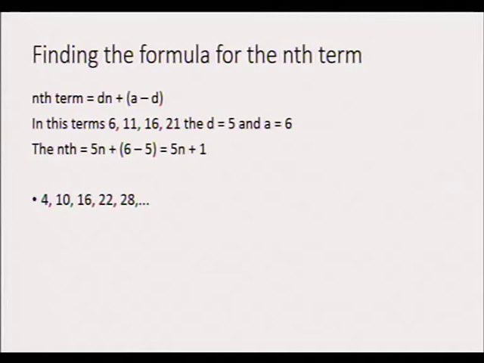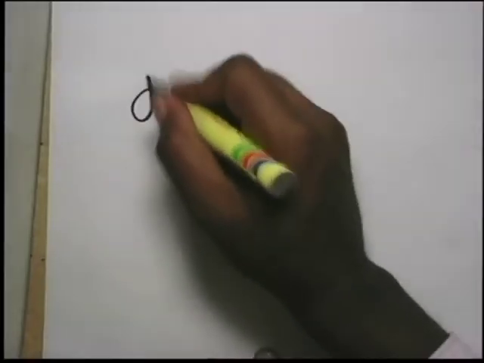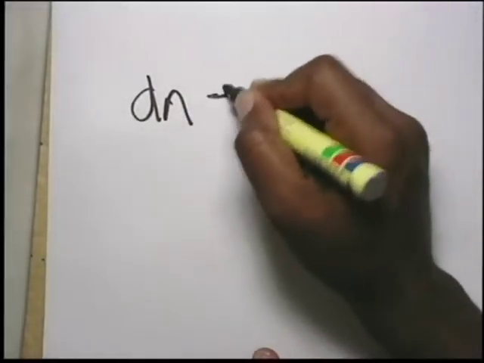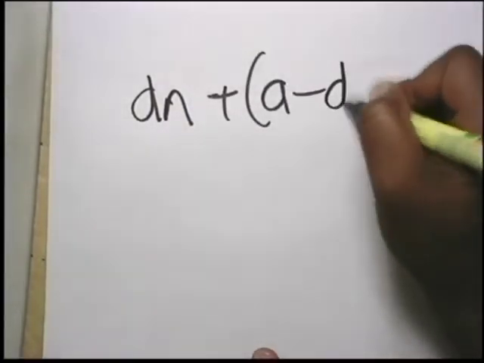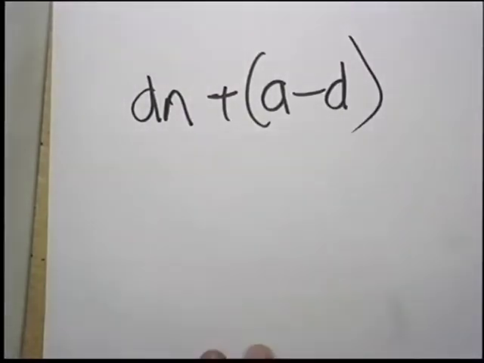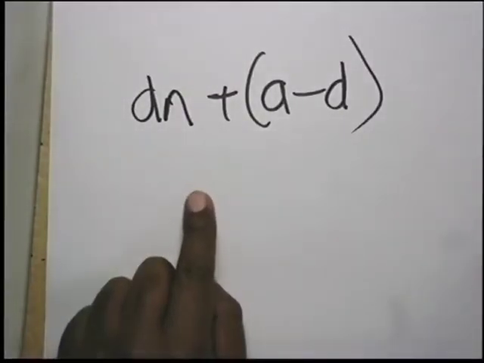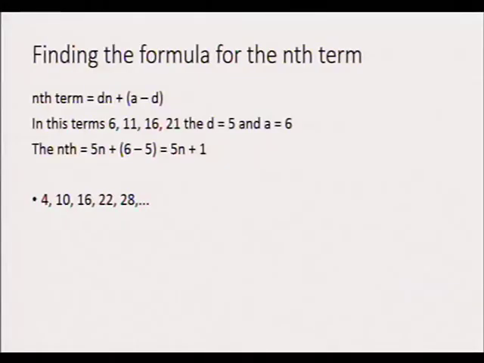Now let's look at this one. I try to do it here so that you can see how we do it. So what we say here is that the formula is dn plus a minus d, for example. Now in this one, you will see that from 4 to 10, there is a 6. From 10 to 16, there is a 6. From 16 to 22, there is a 6. From 22 to 28, there is a 6. So you notice already that your d will be 6, and your a will be 4.